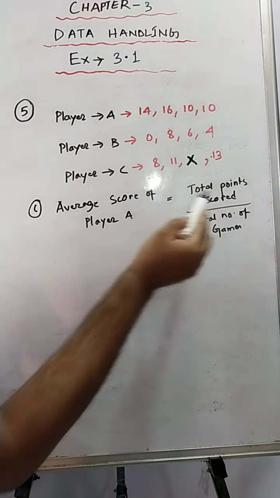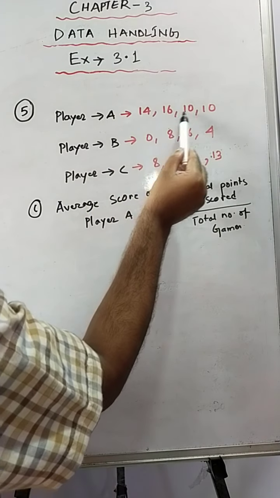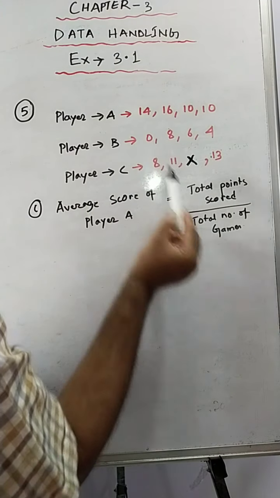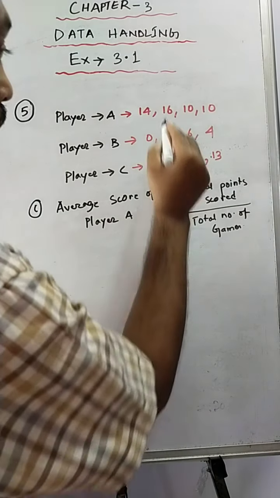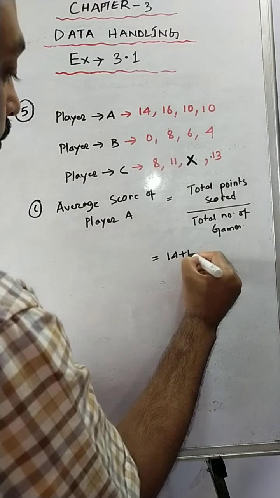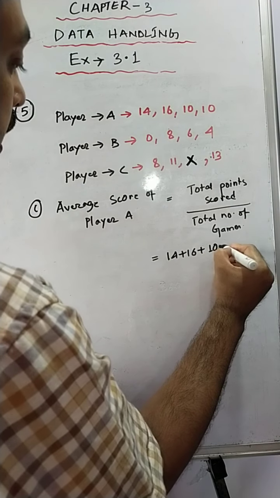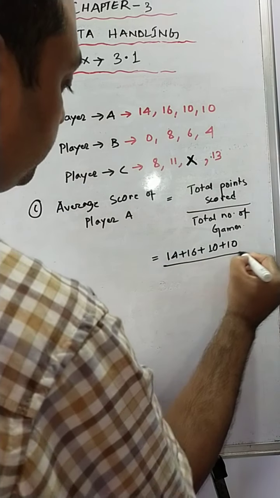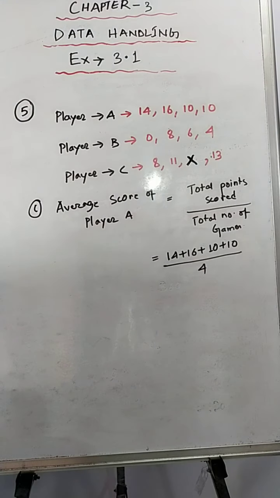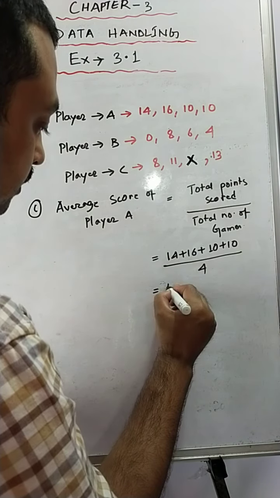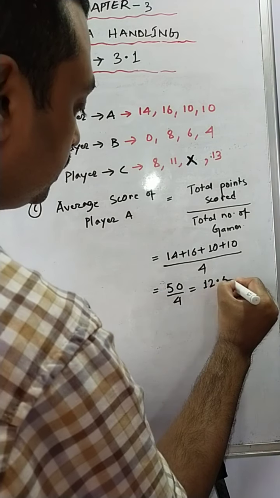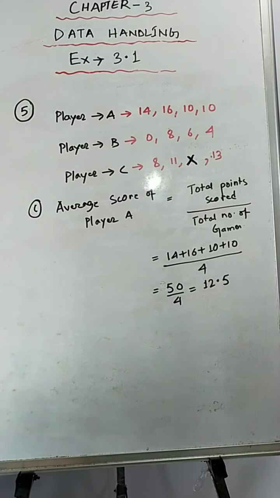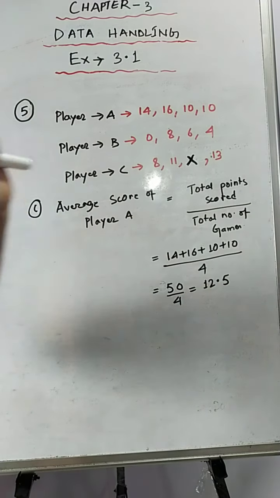Now see, total points scored means what? We have to add all those numbers, and how many games has he played? 4 games he has played. That means we have to divide it by 4. So 14 plus 16 plus 10 plus 10 divided by 4. If you add all these numbers, you will get the answer as 50 by 4, and that would be 12.5. So the average score of player A is 12.5.